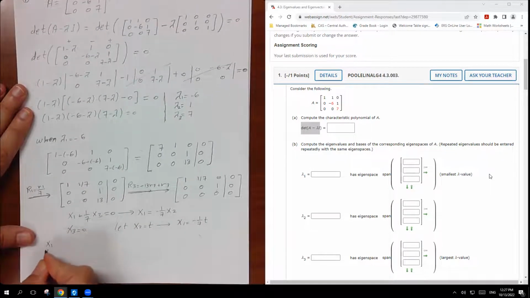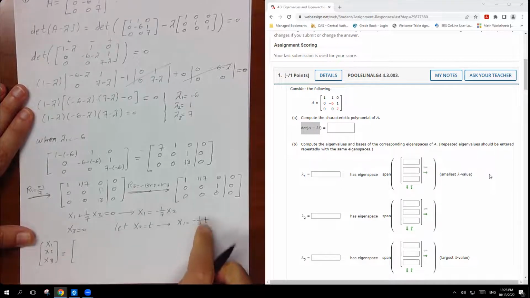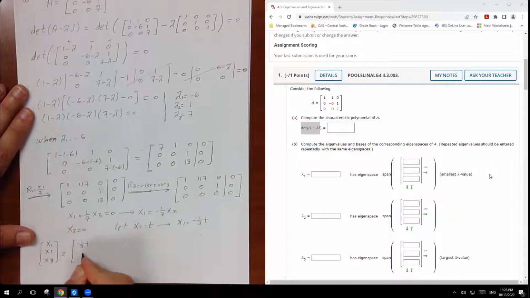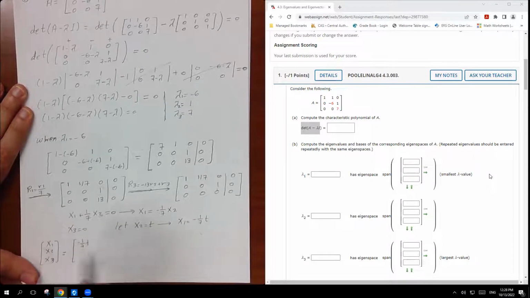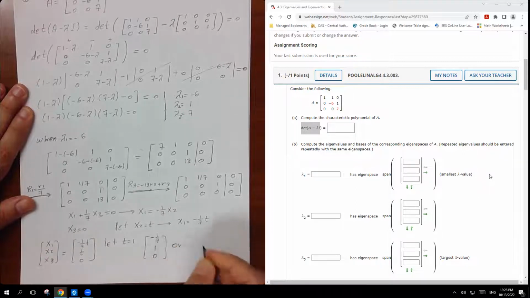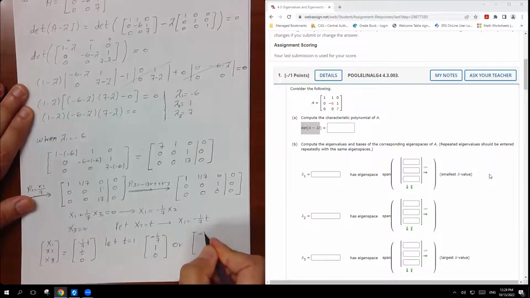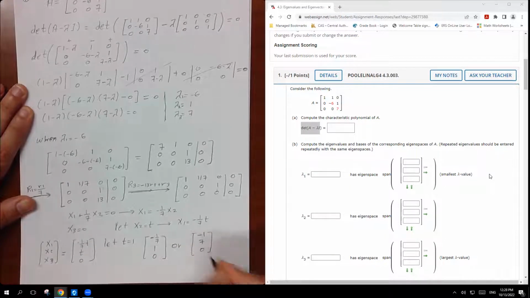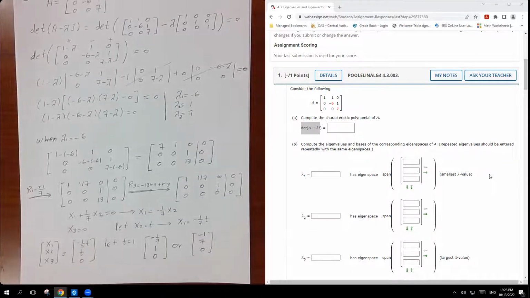So this is the eigenspace, which is the same thing, the null space, x1, x2, x3, which is equal. x1 is -1 over 7t, and x2 is t, and x3 is 0. If you let t equal 1, that means the eigenspace is going to be -1 over 7, 1, and 0. Or you can type it like this. Multiply by 7, so it's going to be -1, 7, and 0. So this is for this eigenspace.